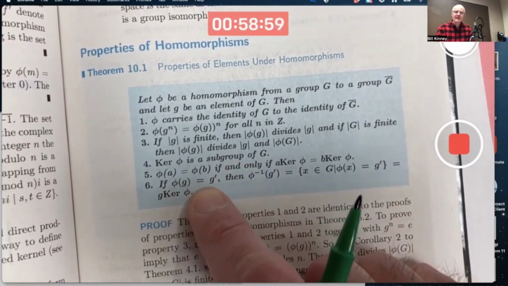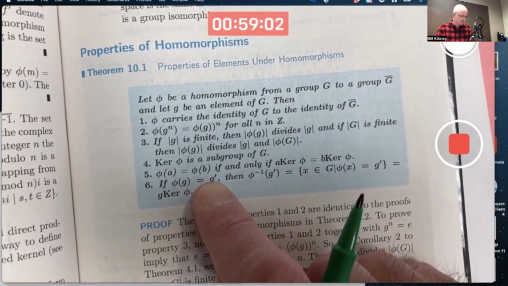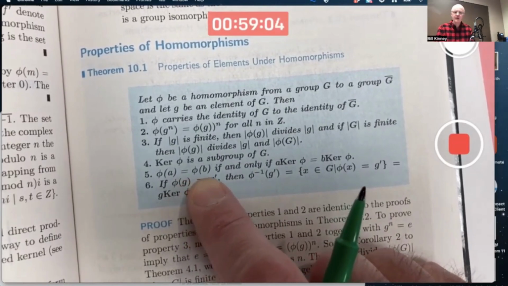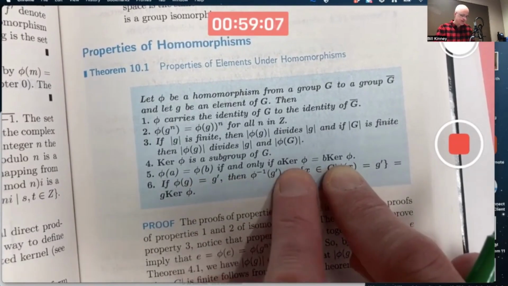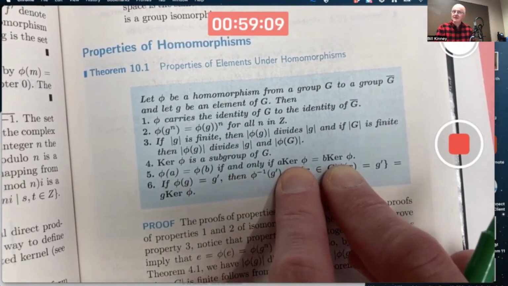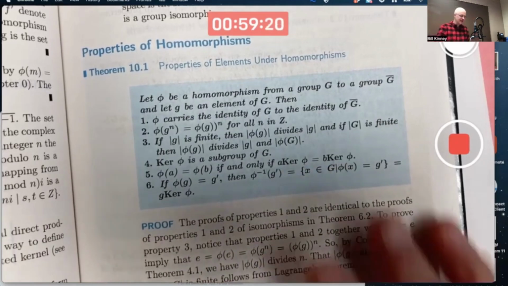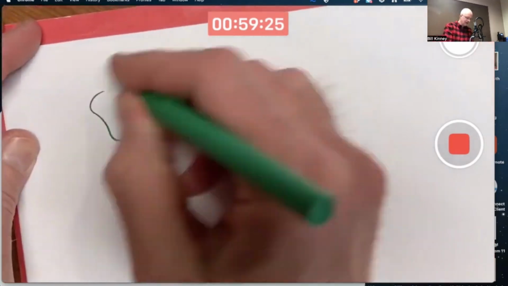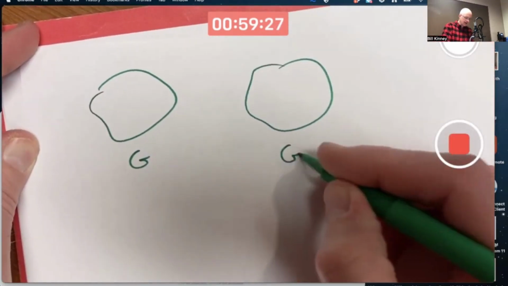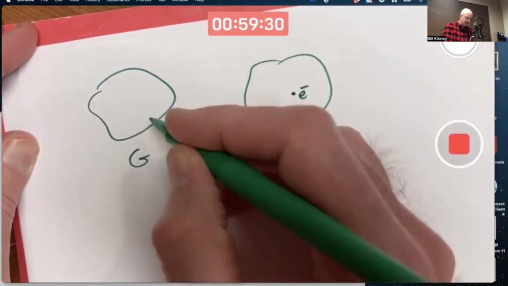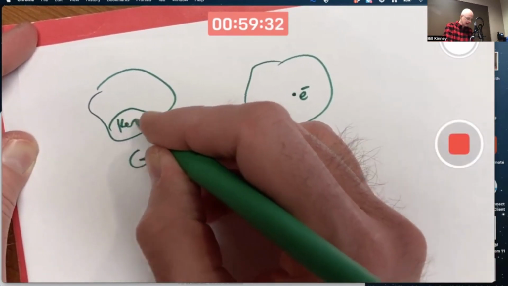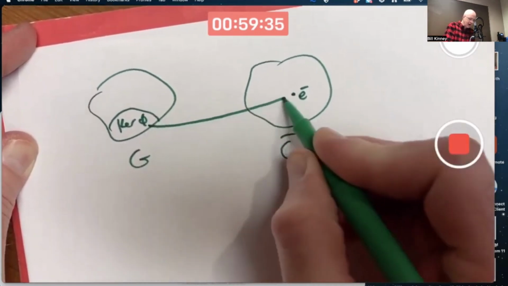These are important too, and in fact, these are helpful for solving that exam problem, one of these at least. Phi of a equals phi of b if and only if the left cosets of the kernel in G containing a and b are the same. So imagine with me, you've got G here, and you've got G bar over here. There's e bar. Everything in the kernel, pretend the kernel is right here, gets mapped to e bar.